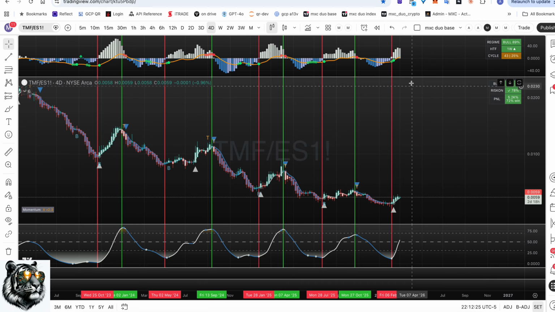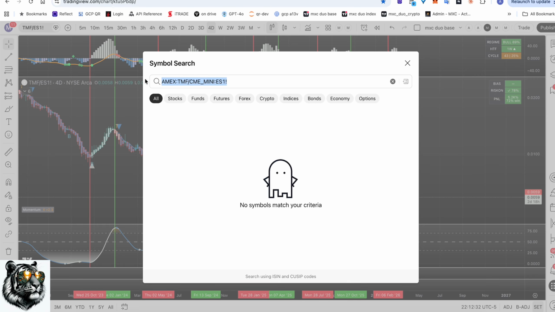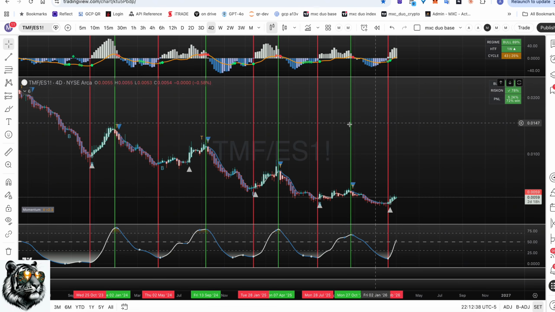So we prepared it a bit in advance, and let me give you a bit of an overview and the concept behind it. We're essentially looking at the TMF/ES ratio, and that's what we see right now on the screen. In advance, we put some of the lines in here. The red lines are essentially when we're going into the bear market, and the green line is when we're going into the bull market. Because we're using TMF divided by ES, it's an inverted ratio, and therefore the signals are also inverted.